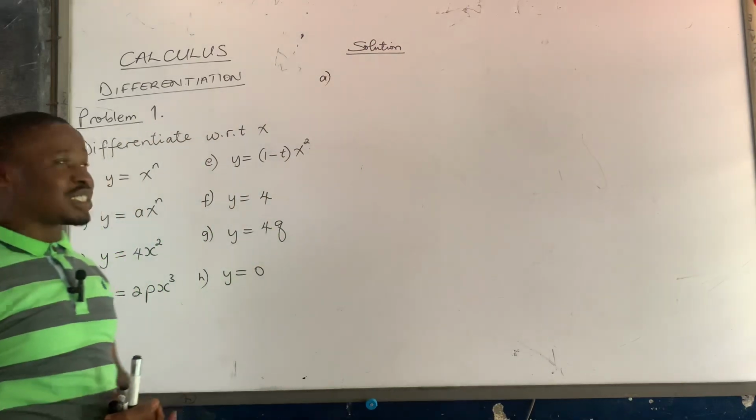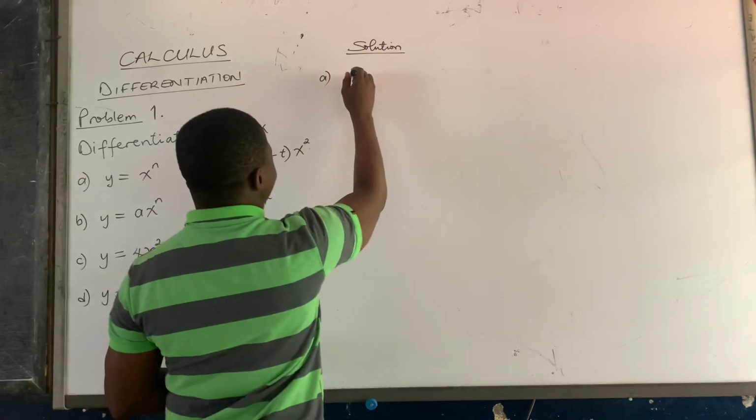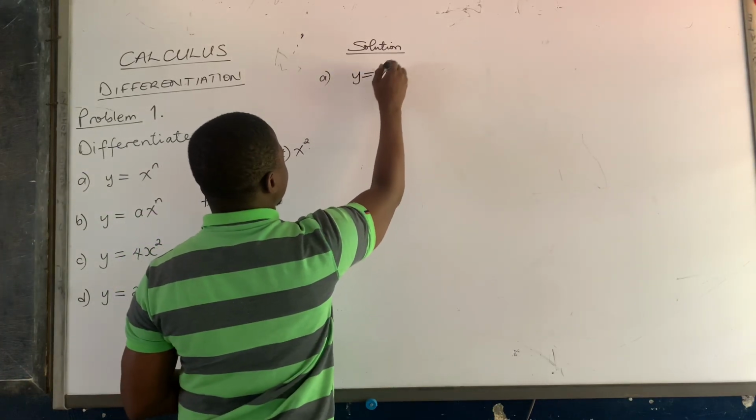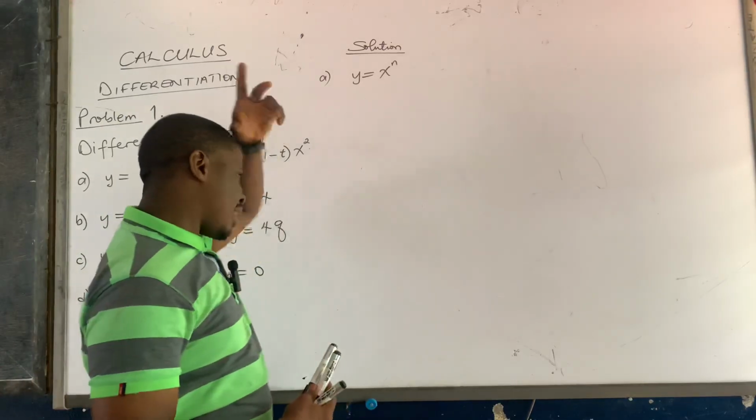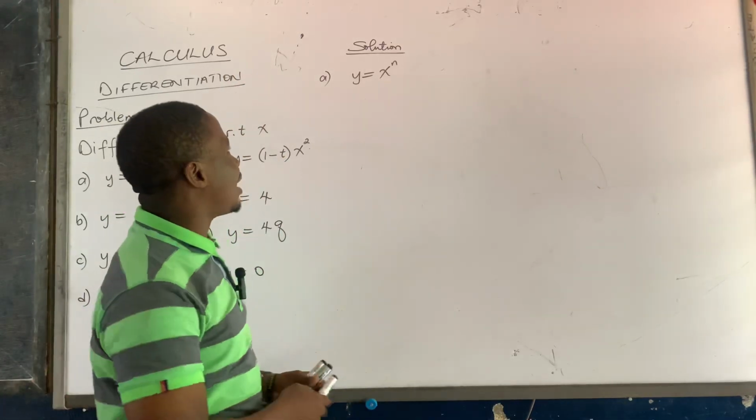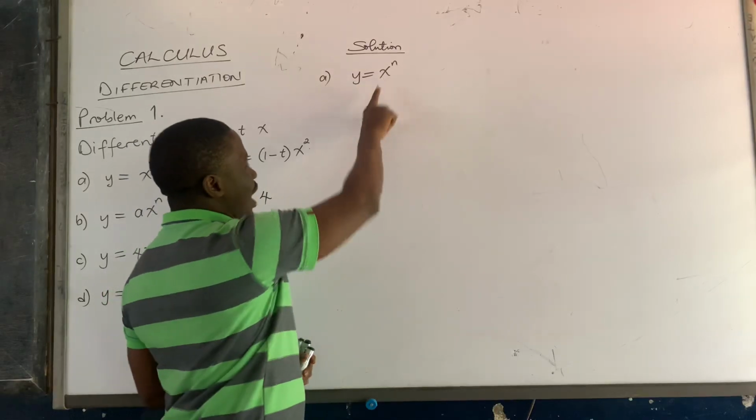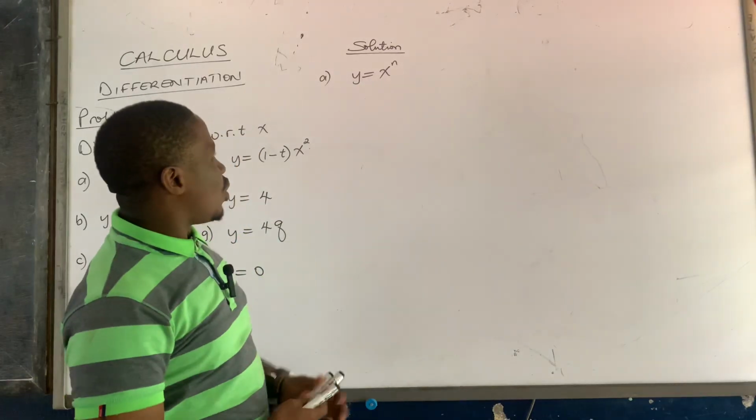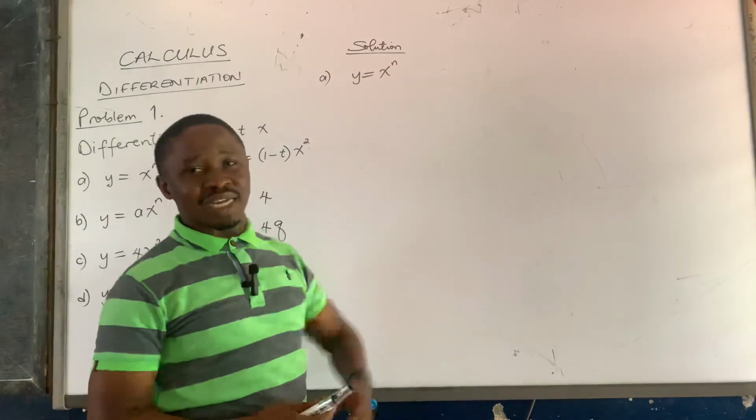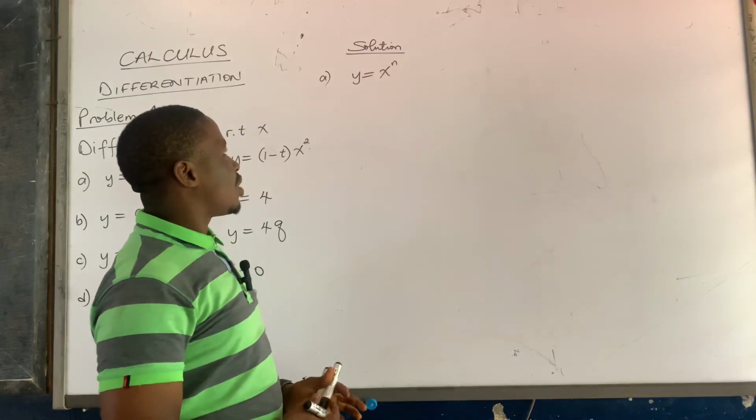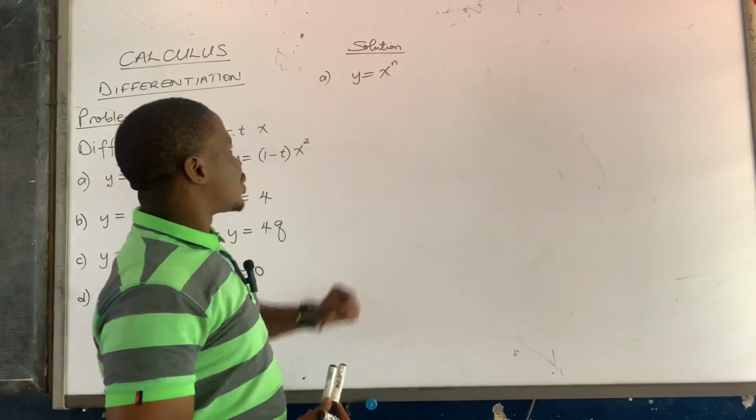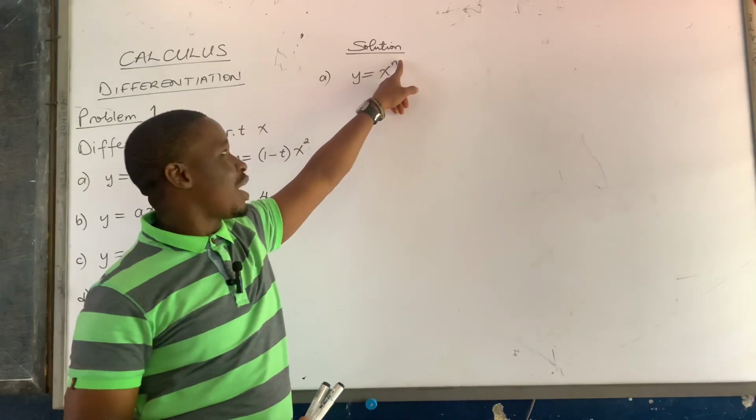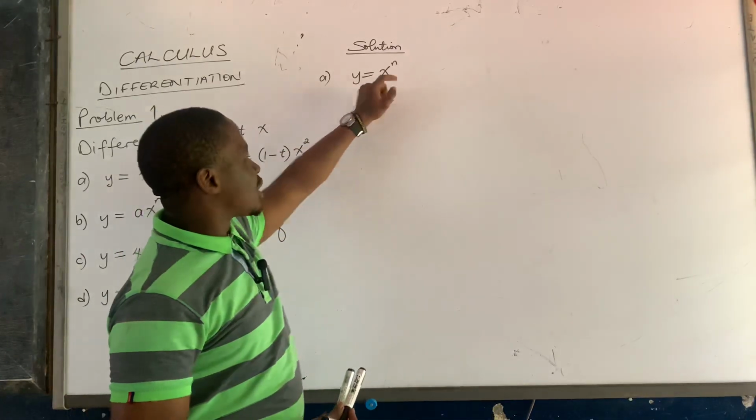So the first one says y is equal to x to the power of n. All right, we can see there are two variables here. We have the y, we have the x. So other than x and y, the rest are constants. All right, so this n here is a constant, it's not a variable. So it represents what? The power of n. So y equal to x to the power of n.